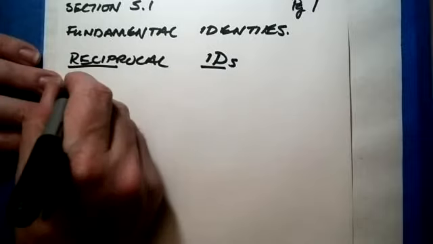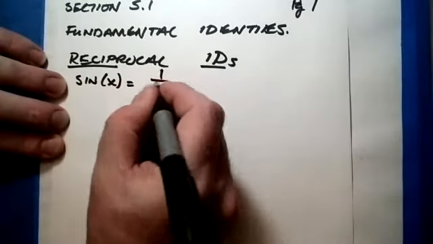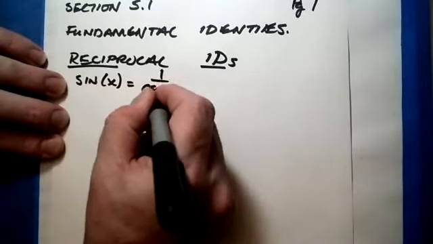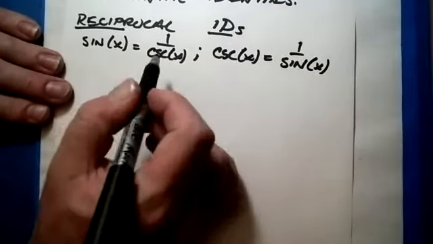And as an example, sine of x is equal to 1 over cosecant of x. Similarly, cosecant of x is equal to 1 over sine of x. And this is not unfamiliar to us. There are 6 of these total identities.